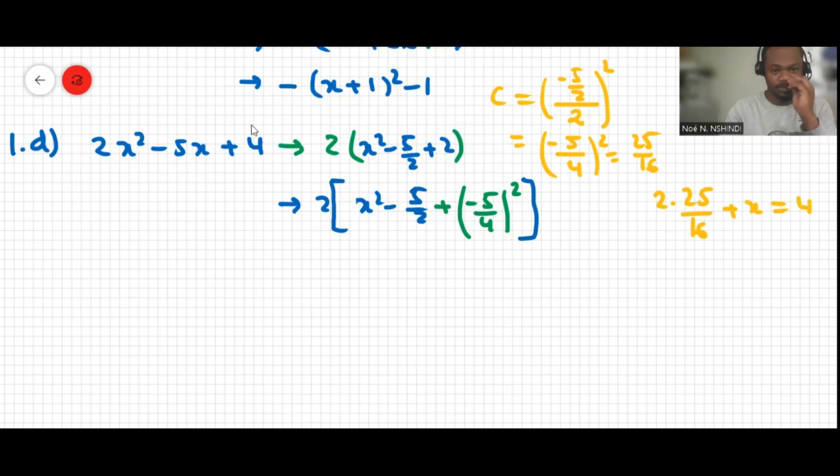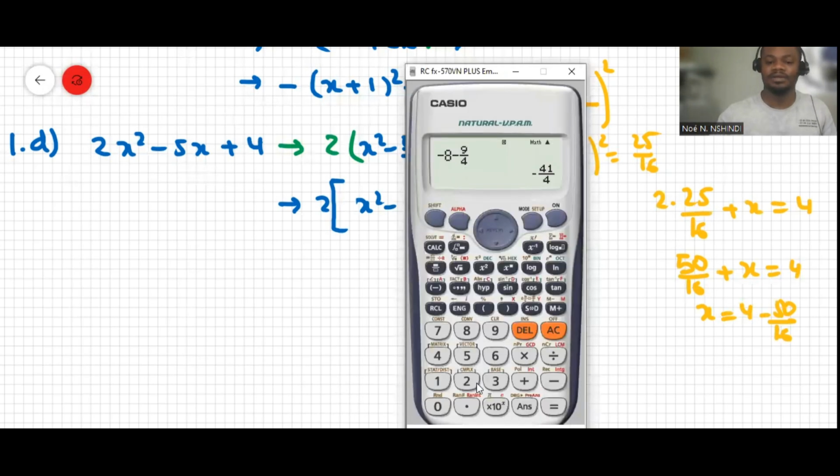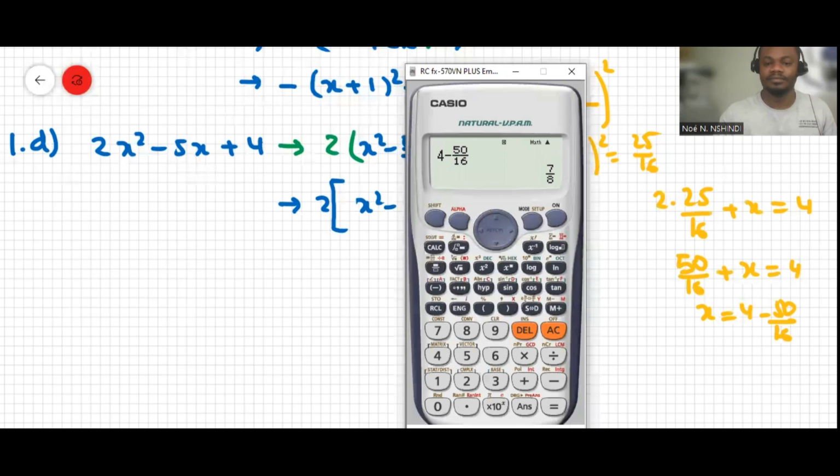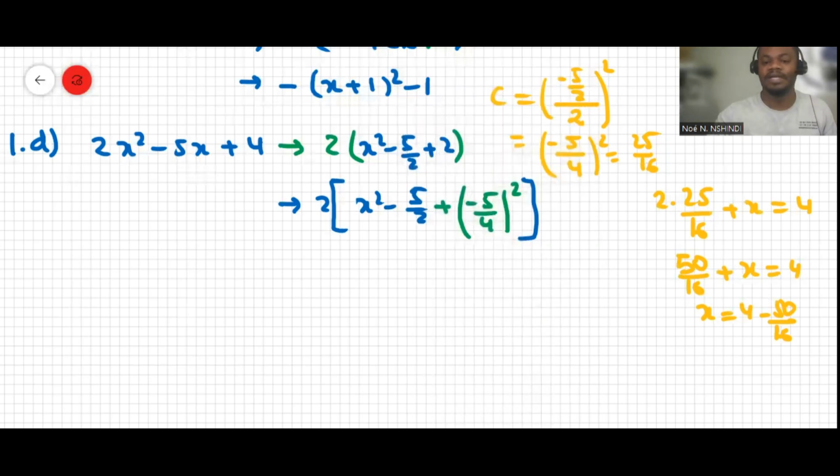This makes 50/16 plus what equal to 4. That means the unknown is equal to 4 minus 50/16. We can use a calculator for that. Just say 4 minus 50/16, and then this is 7/8. Then I'll plus over here 7/8.